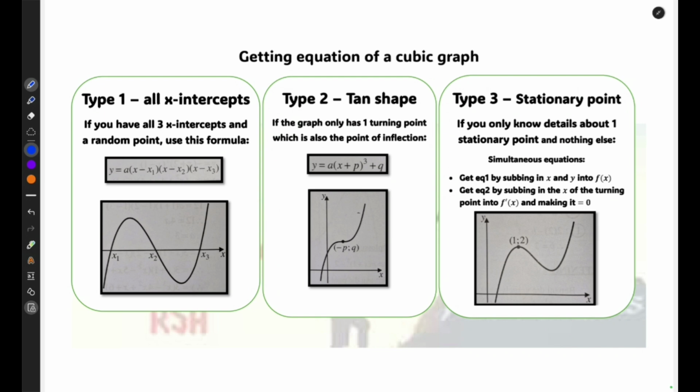The third type is if they only give you a turning point or a stationary point, and then they give you certain parts of the formula. I'll explain examples now so that you can see exactly what I mean, and then you follow type 3's recipe to get the equation. So please take a screenshot, study these three, but let's look at a few questions.